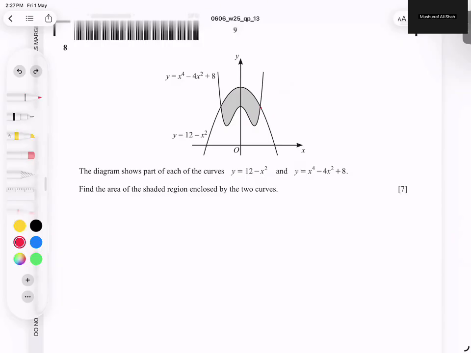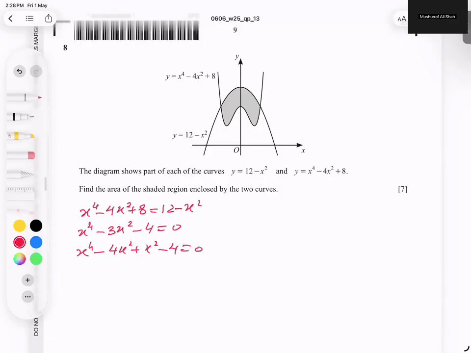So when I put them equal to each other, I'm finding x^4 minus 4x^2 plus 8 is equal to 12 minus x^2. Both values come to one side and this becomes positive. So we get x^4 minus 3x^2, and 8 minus 12 gives minus 4. Now factorization. This is a power of 4, and minus 4 is equal to 0.